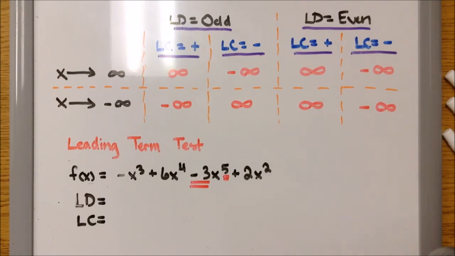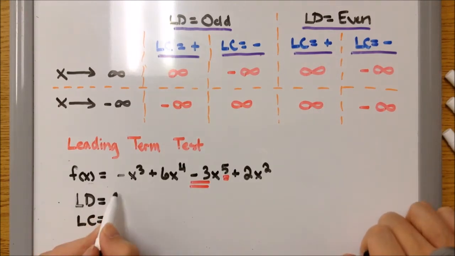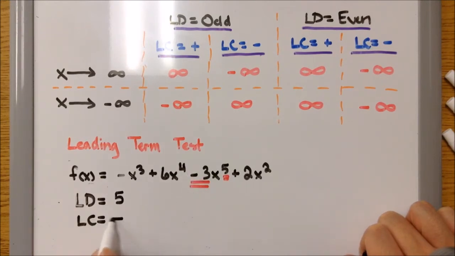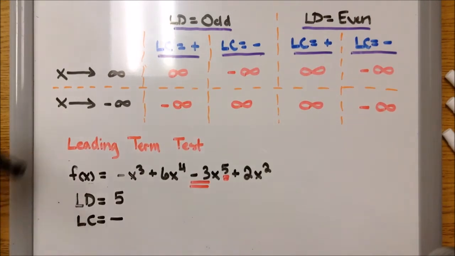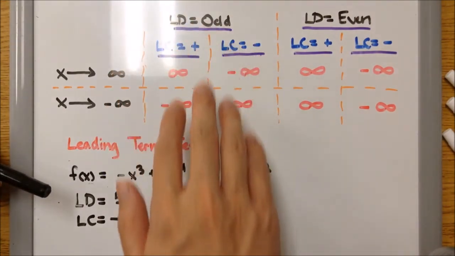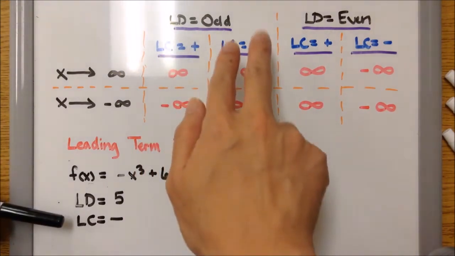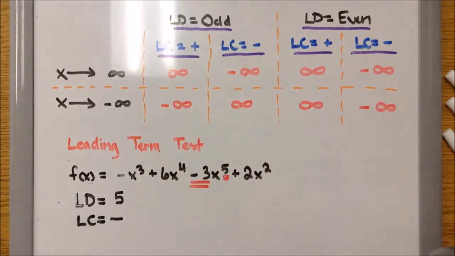So let's take a look. Leading degree is 5. And then the leading coefficient, since it's minus, is going to be negative. So that means that since it's odd, we're going to look at this section for leading degree of odd. Then leading coefficient is negative, so we're going to look at this column right here.